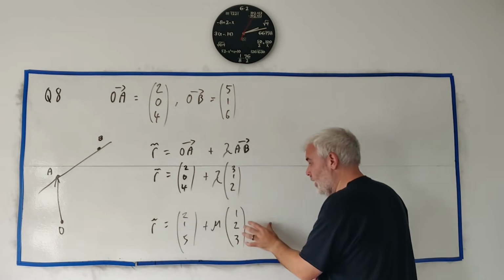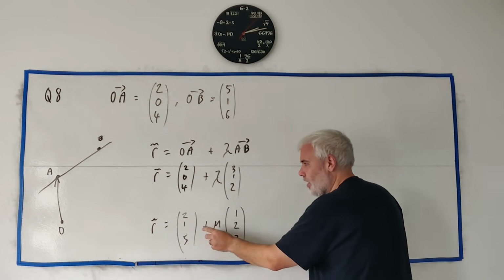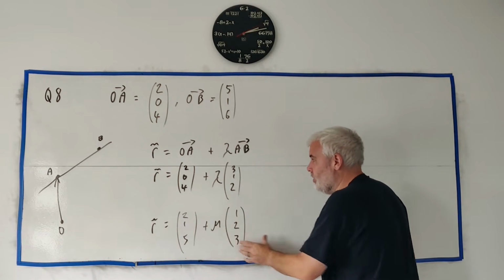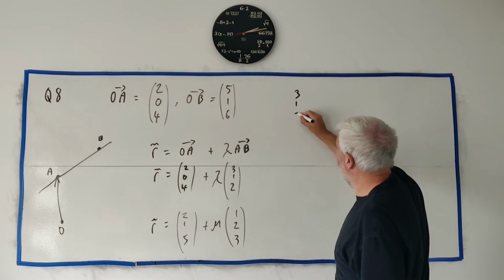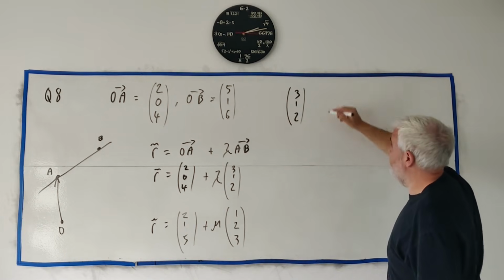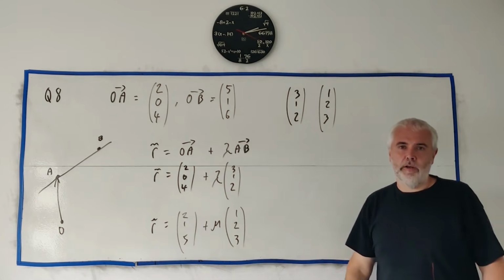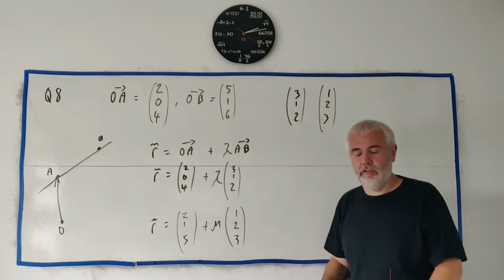The same with the second one. Who cares about this? That's just how you get from 0 onto the line. This tells me everything about the direction. So let me write those two again. 3, 1, 2 is the direction of one of the lines. 1, 2, 3 is the direction of the other. Okay, so you have these two directional vectors.